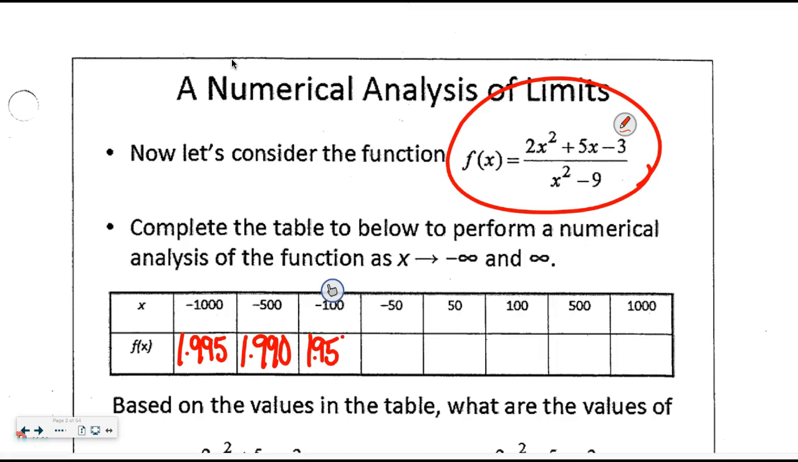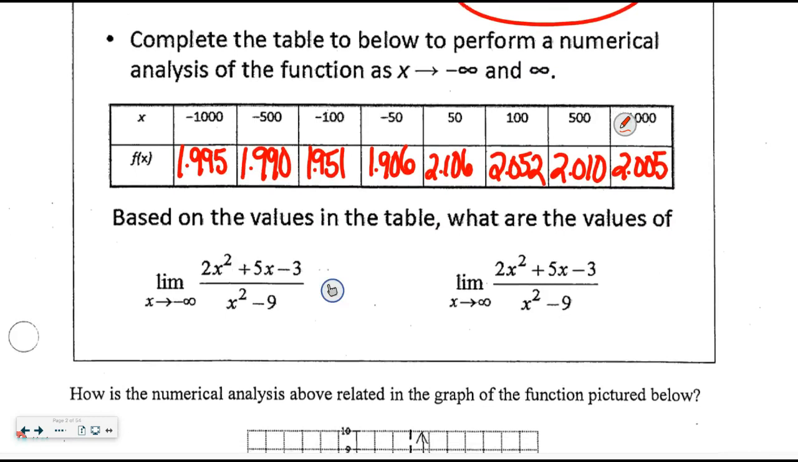5, 1, and then 1.906. And then at 50, 2.106. And then at 100, 2.052. And hopefully you did the first one on your own calculator, and then we're just going to write down the next ones just to save ourselves some time, because that certainly wasn't very exciting.